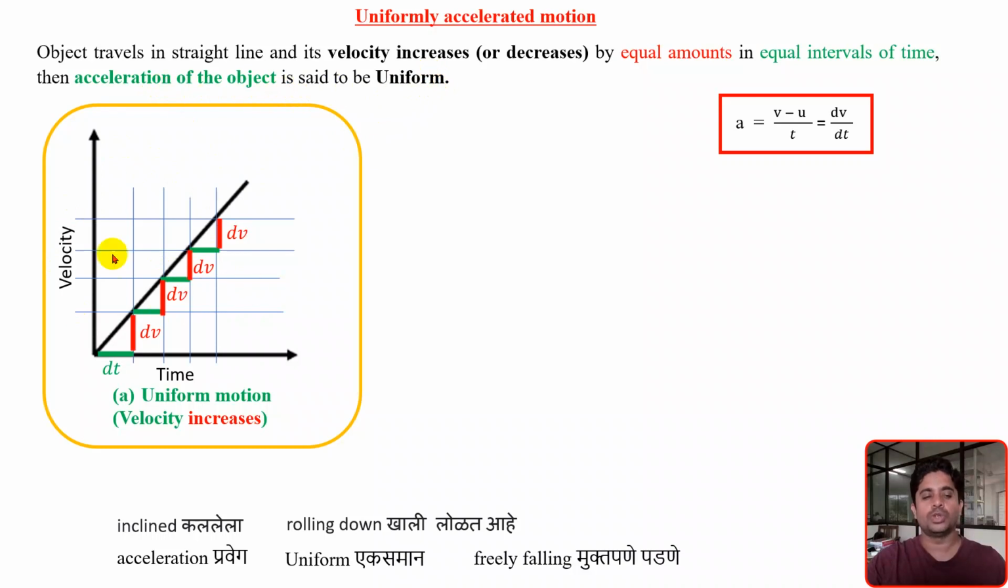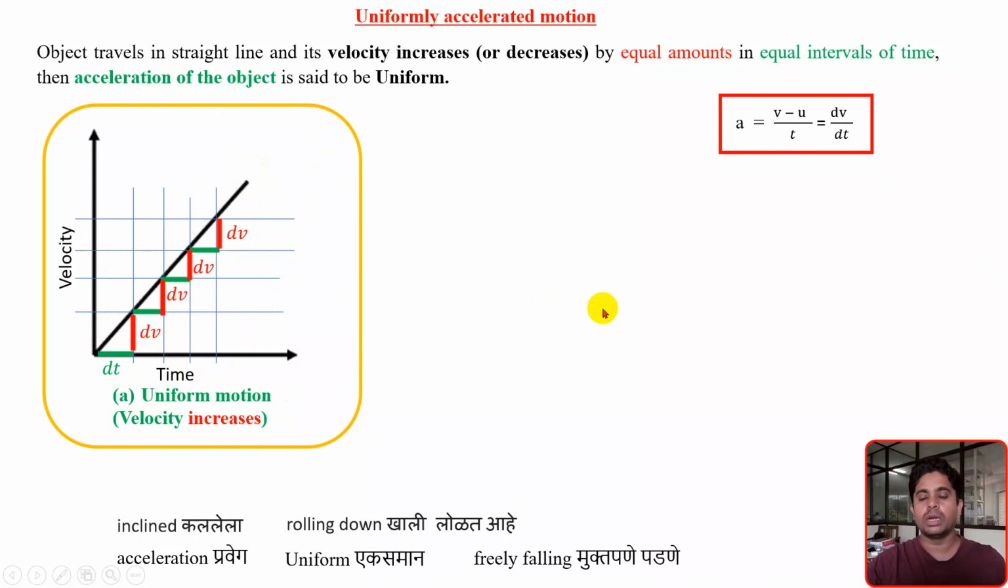This is also uniform motion, but for this uniform motion the velocity is increasing, and whatever increase happens in the velocity for the corresponding time intervals, the magnitude of that increase with respect to time is constant. Or the dv by dt ratio here is positive. Here the slope of the graph is positive, right? Because here we are saying velocity is increasing.